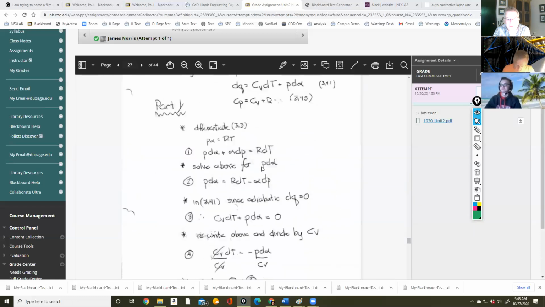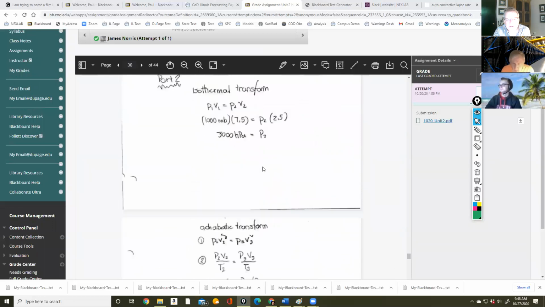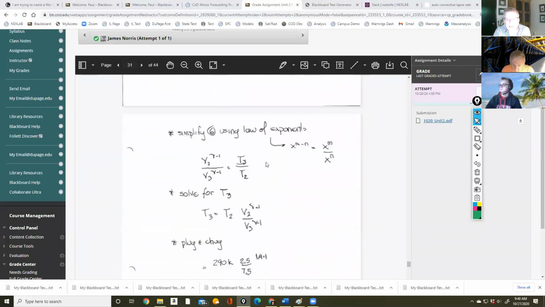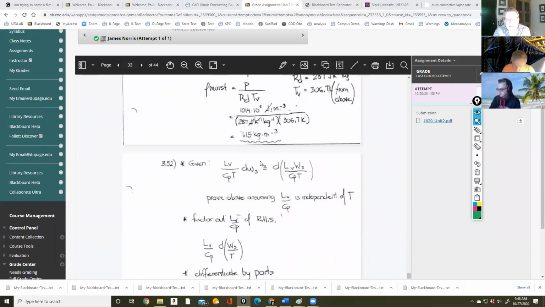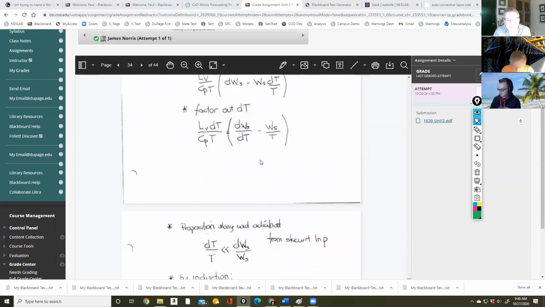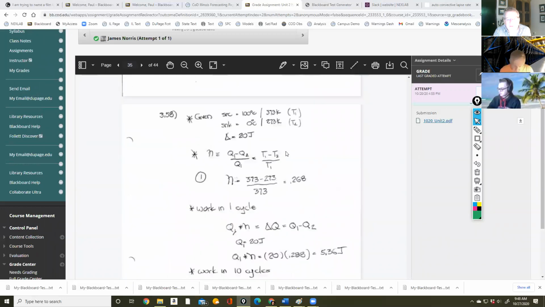So we did the isothermal compression one. We did this one in class. We did 3.41. We did this one. We did that one. That's for the, I think 58 is where we stopped. 58, right? So let's look at 3.58.